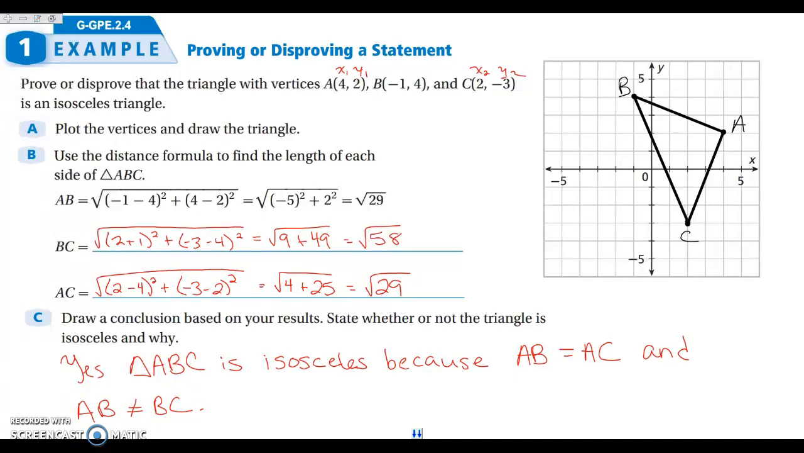Okay, so AB and AC don't equal BC, but they do equal each other. So we have an isosceles triangle. Guys, that's a coordinate proof. You have used algebra to show something is true. All right, so really this is just using distance and midpoint and slope to get where we want to go.